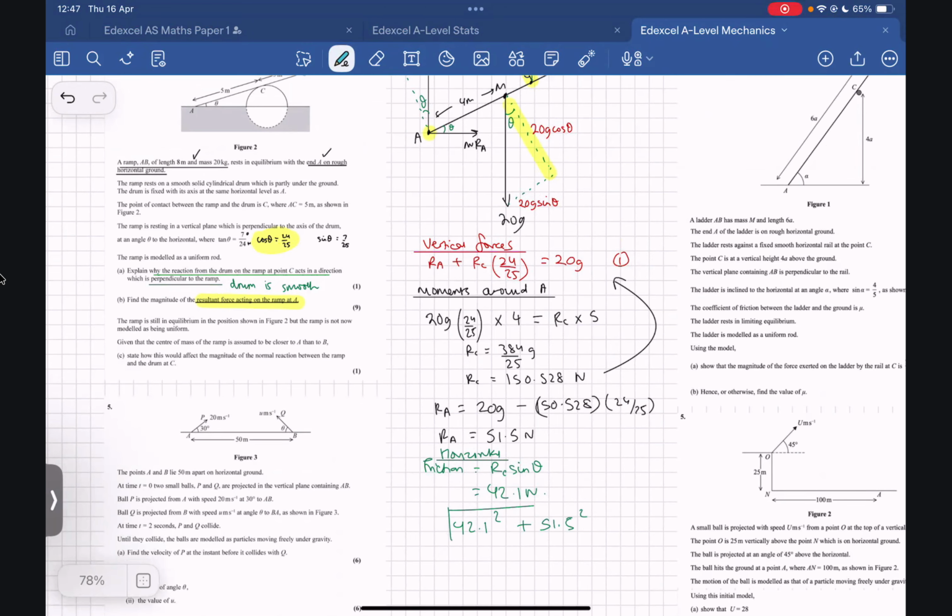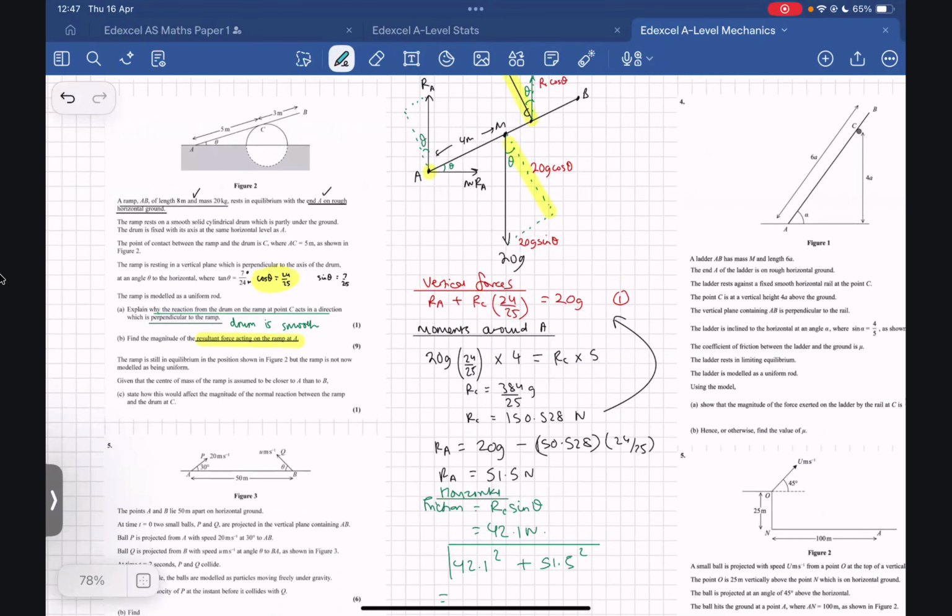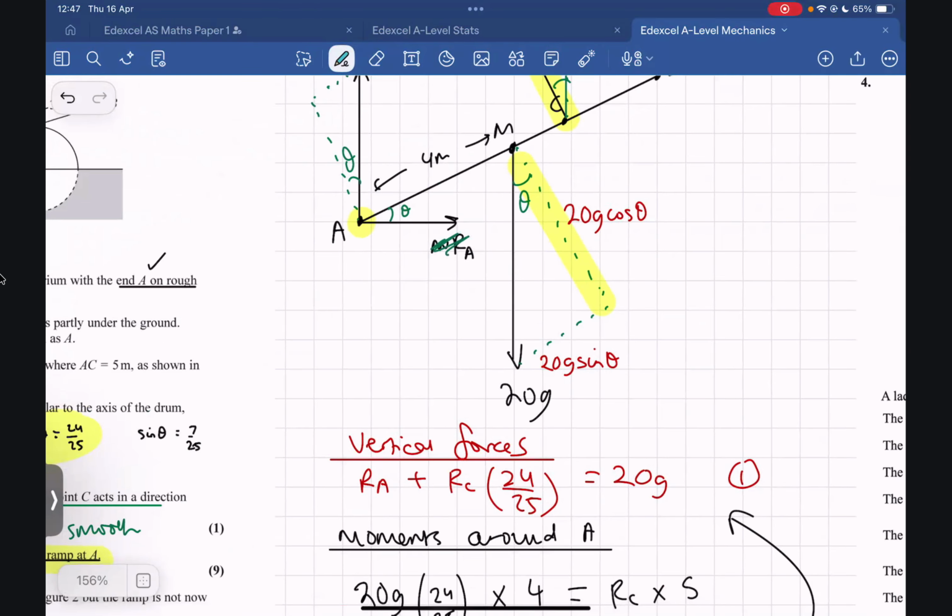So my resultant force at A is equal to 42.1 squared plus 51.5 squared. Wait, I don't understand. Square rooted. This one, I can just say friction for this question.